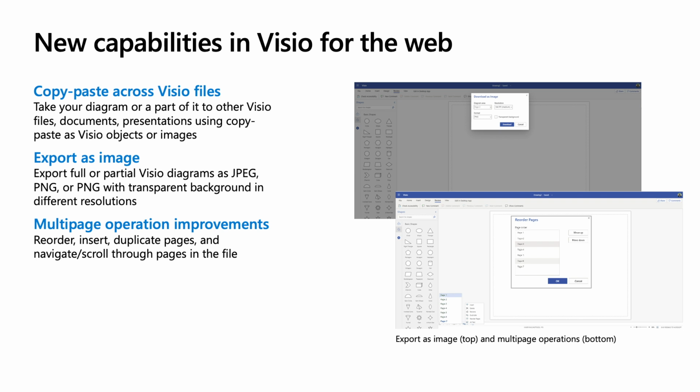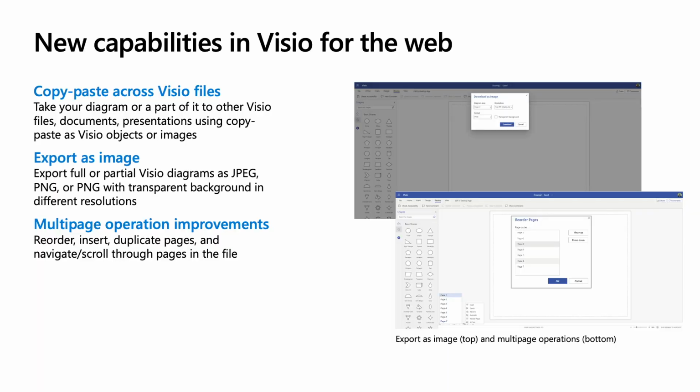There have been other releases as well on the capability side, which include copy paste across Visio files, which allows the user to take their diagram wholly or partially and paste it in other Visio files or presentations as Visio objects. We have also enabled export as image, using which a user can export the whole diagram or part of the diagram in PNG format, PNG with transparent background, or JPEG formats. We have provided options for 3 kinds of resolutions: high, medium, low, and the user can choose any of these based on their need.